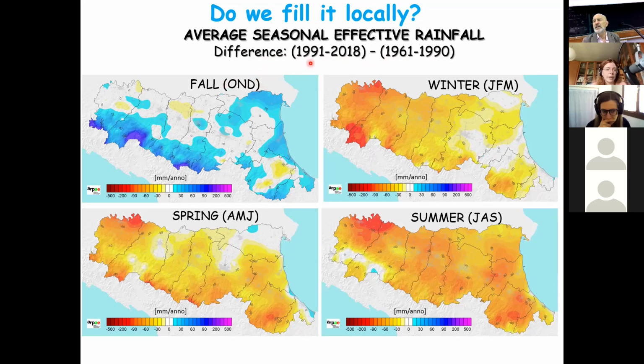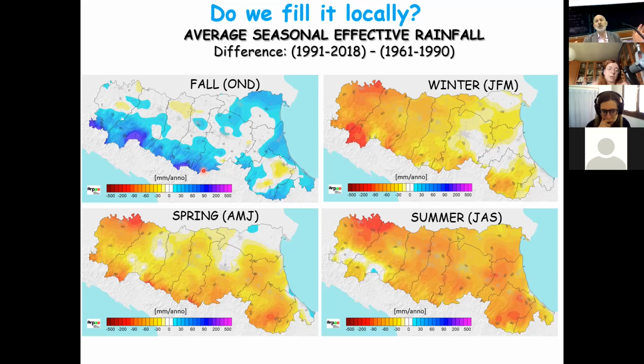And if the difference is positive, you have color in the range between blue and violet, whereas if the difference is negative, you have values with color between yellow, orange, and red, and very dark red. So you see on the average that the effective rainfall is going to decrease in the last 30 years with respect to the preceding one, with the only exception of the fall period, autumn, where particularly along the main Apenninic divide, we observe an increase of average effective rainfall in more recent times.